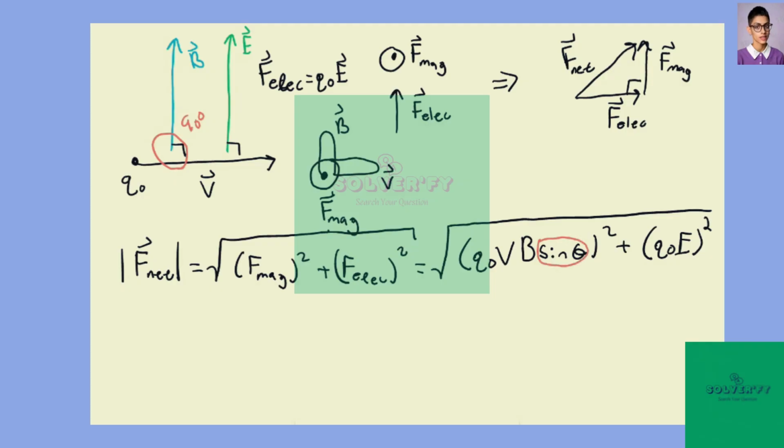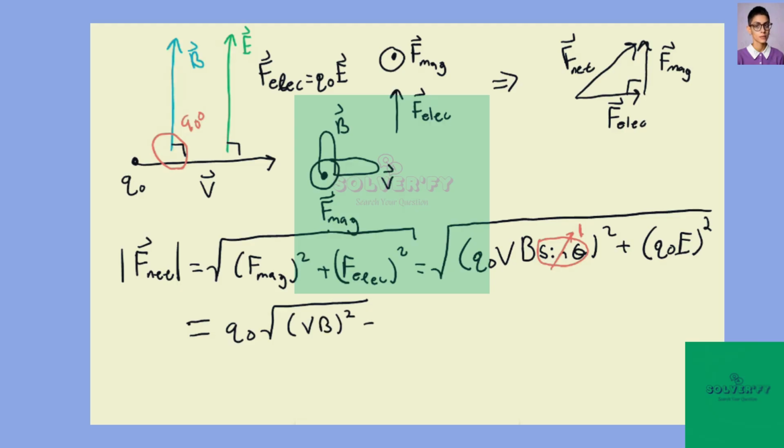You'll notice we can bring our Q naughts out of the root, so the charge is hanging out outside of our root, and we're left with V, the speed of the particle, multiplied by the magnetic field magnitude, squared, plus the electric field value squared. And that is going to give us our answer. So all we have to do now is plug in the numbers we are given.